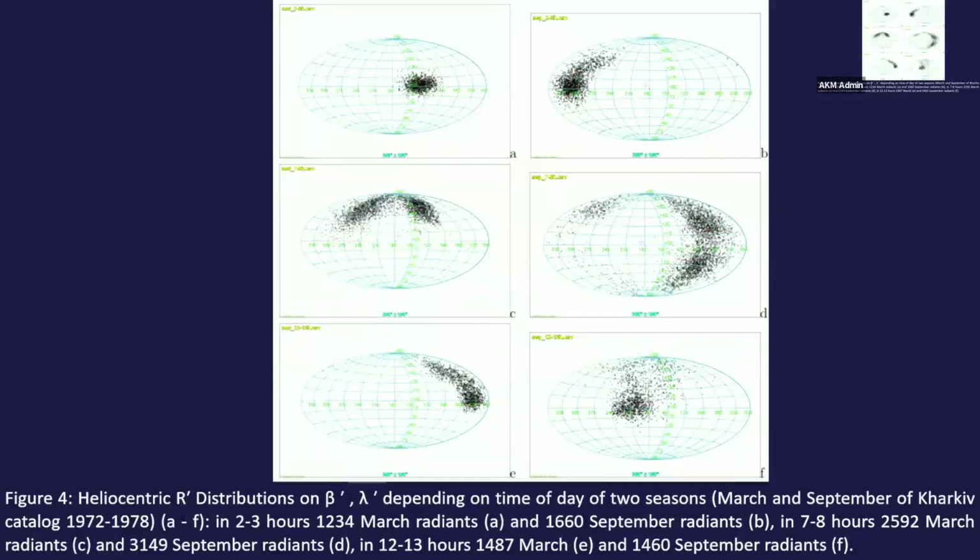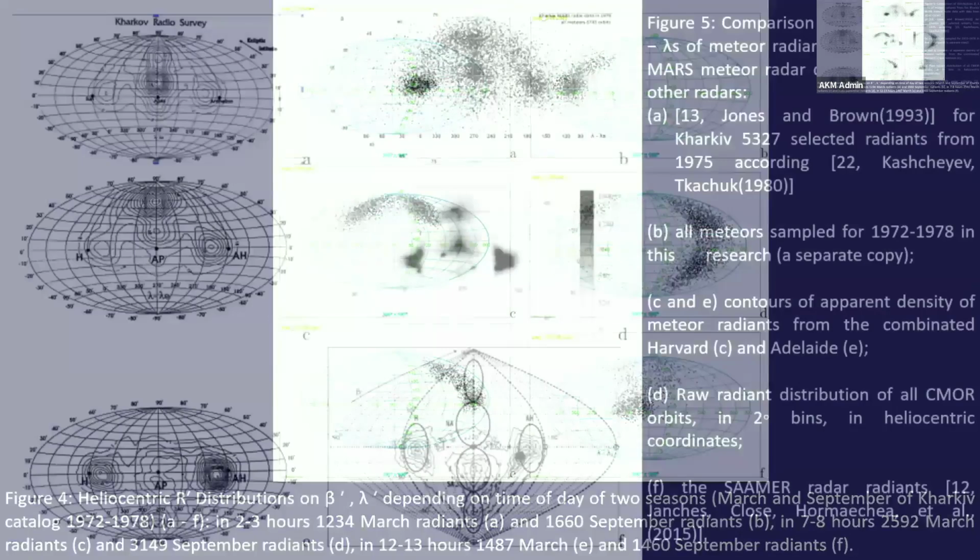Figure 4 shows heliocentric distributions in beta stroke and lambda stroke, dependent on time of day for two seasons, March and September. At 3 a.m., A is the March radiant and B is the September radiant; at 7-8 a.m., C is the March radiant and D is the September radiant; and at 12 and 13 hours, E is March and F is September radiants.